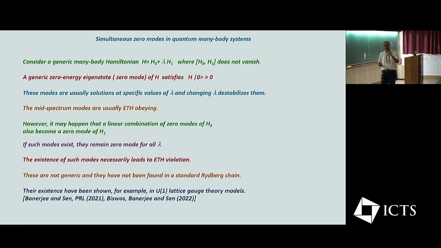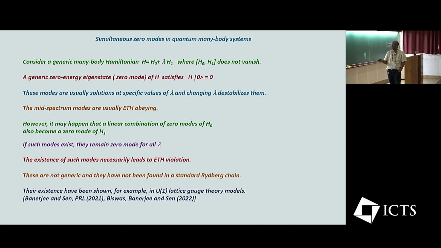And that's a consequence of the fact that near that point in the mid-spectrum, there is an exponentially large number of very minutely gapped states near this zero energy state, and changing lambda essentially just creates a random superposition of the initial states. So the mid-spectrum states are usually ETH obeying. However, it can also happen that a linear combination of zero modes of H0 becomes a zero mode of H1. If this happens, these are simultaneous zero modes of H0 and H1. And their existence leads to ETH violation, because if I change lambda, there is no change in the structure of these zero modes, and therefore it violates the ETH prediction that any change in parameter is going to randomly mix these initial zero modes.